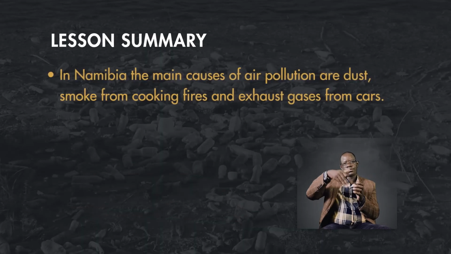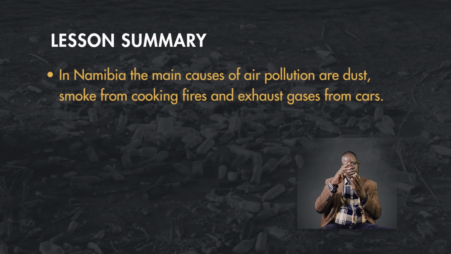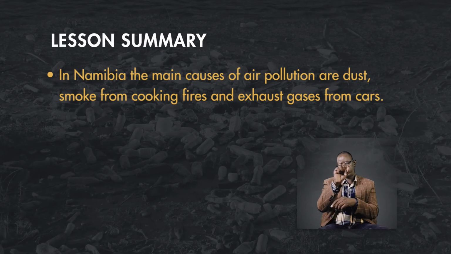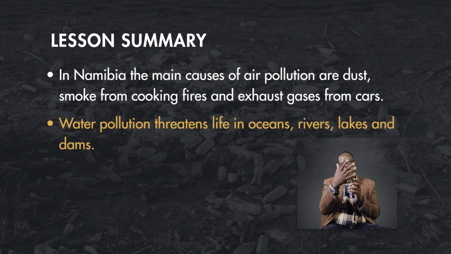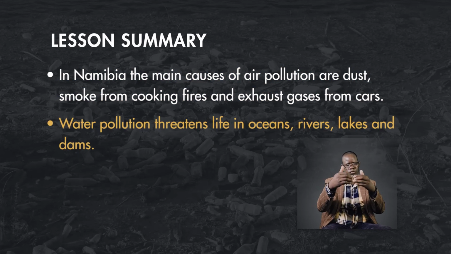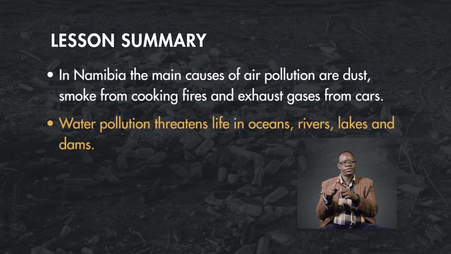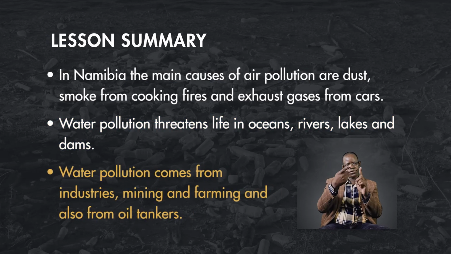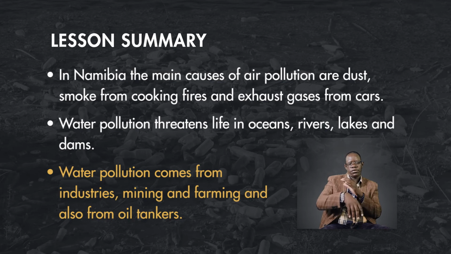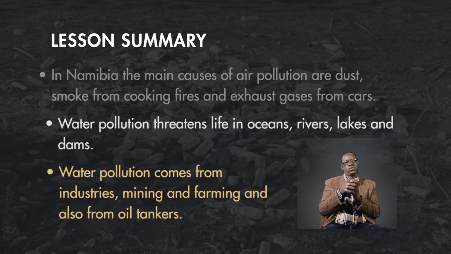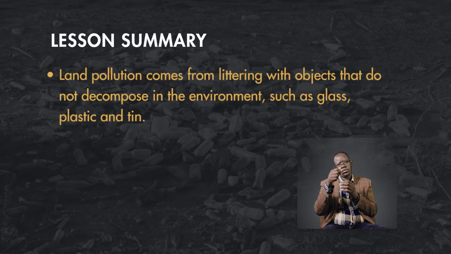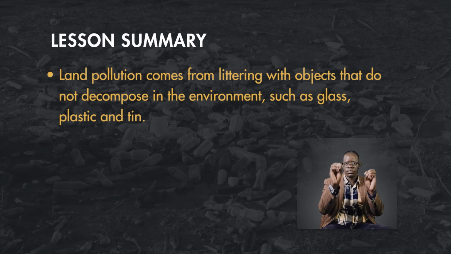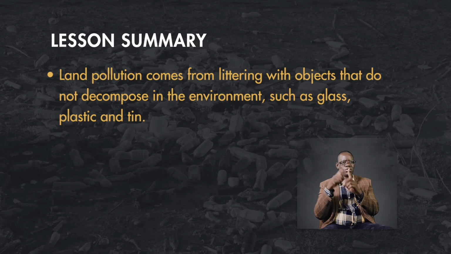In Namibia, the main causes of air pollution are dust, smoke from cooking fires, and exhaust gases from cars. Water pollution threatens life in oceans, rivers, lakes, and dams. Water pollution comes from industries, mining, and farming, and also from oil tankers. Land pollution comes from littering with objects that do not decompose in the environment, such as glass, plastic, and tin.